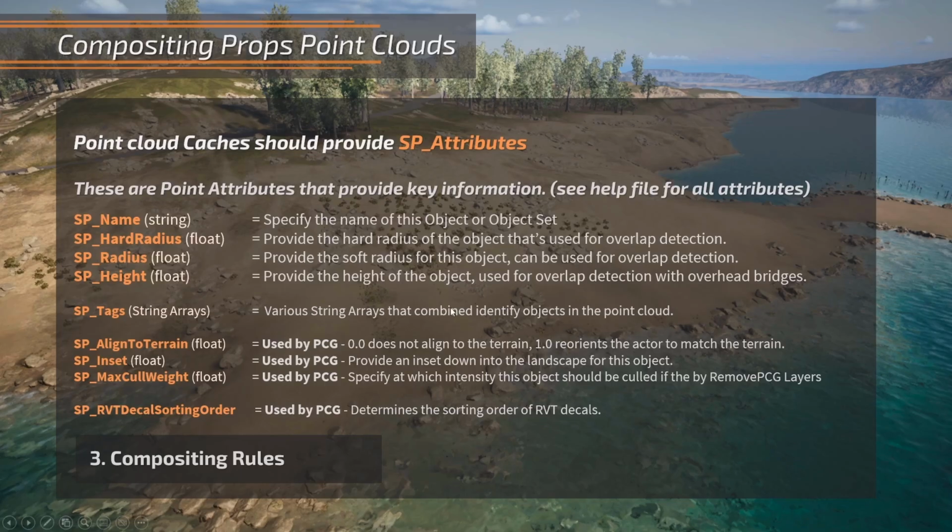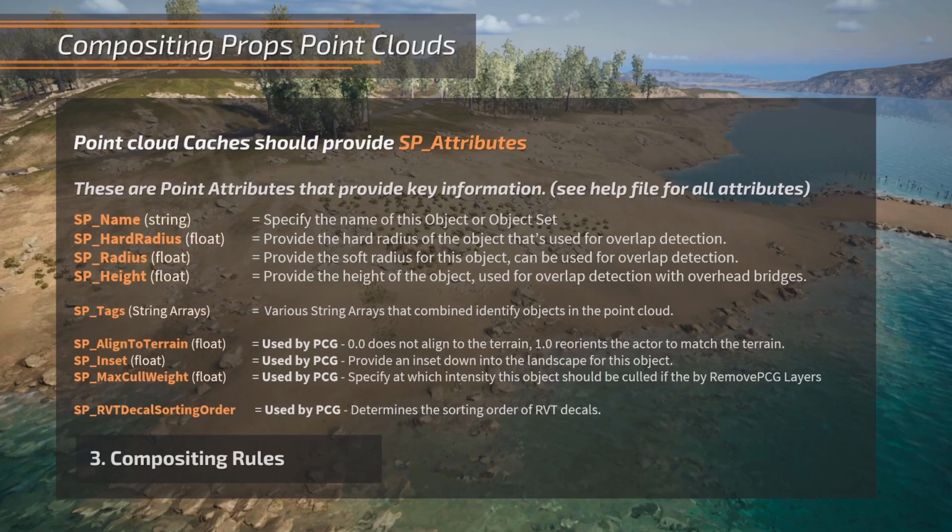We also have the height of the object, and this can be used for culling, for overhead bridges, for example. So we never spawn a tree underneath a bridge if it won't fit. Then next, we have the SP tags. Now the spawn point tags are very important when it comes to filtering out points and making points recognize each other.